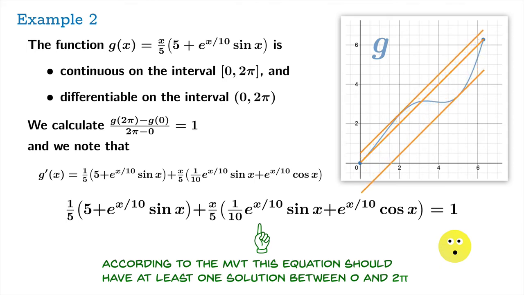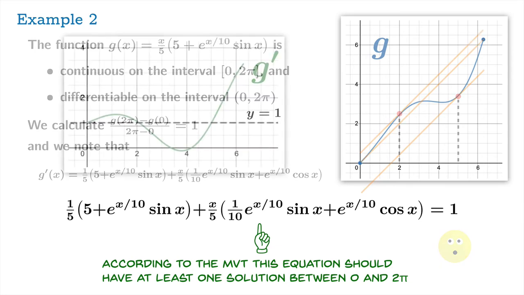I mean, if you look at this picture, you can see that there really should be at least two places where the tangent slope is equal to the secant slope over the whole interval. And those two locations are very roughly 2 and 5, we can see in this picture. So let's get an assist from Desmos.